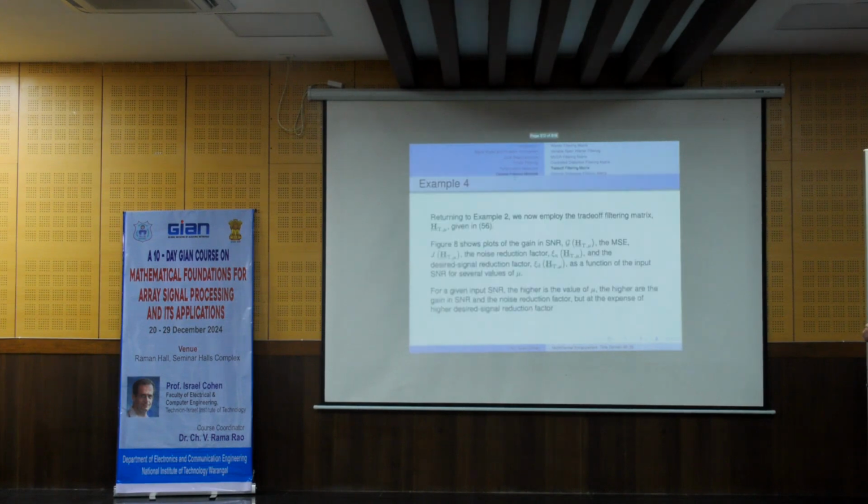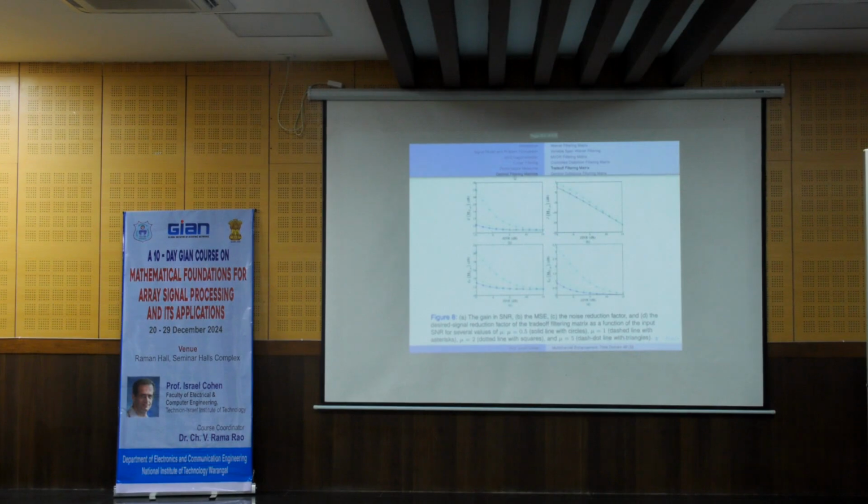Okay, so this is the example. We have the same example, and I just want to show the effect of mu. Here we have the gain in SNR, the MSE, the noise reduction factor, and the distortion, the desired signal reduction factor, for different values of mu as a function of input SNR.